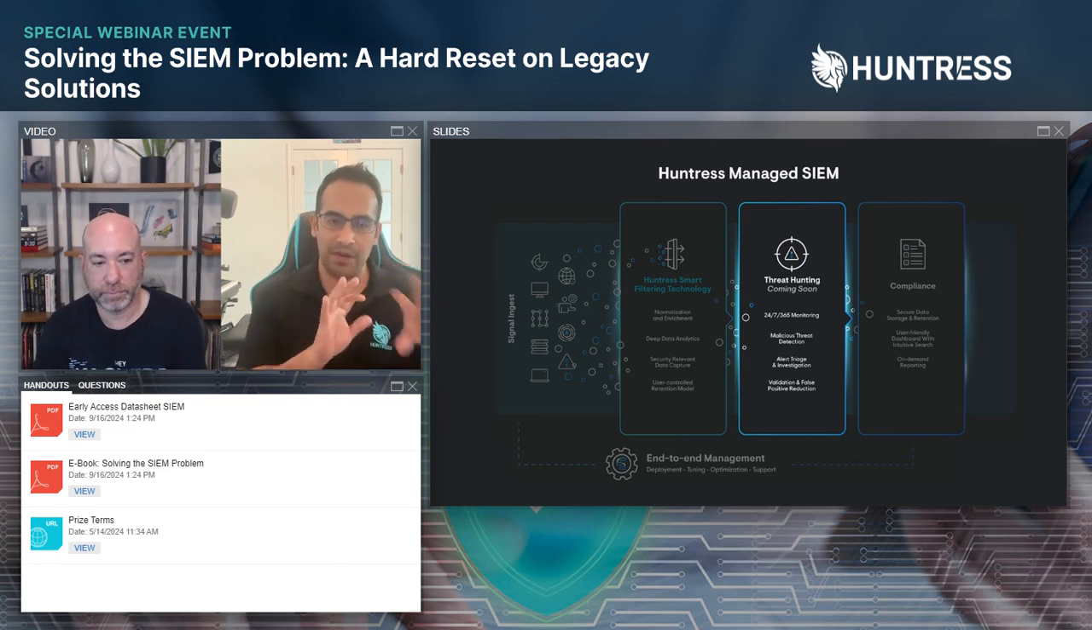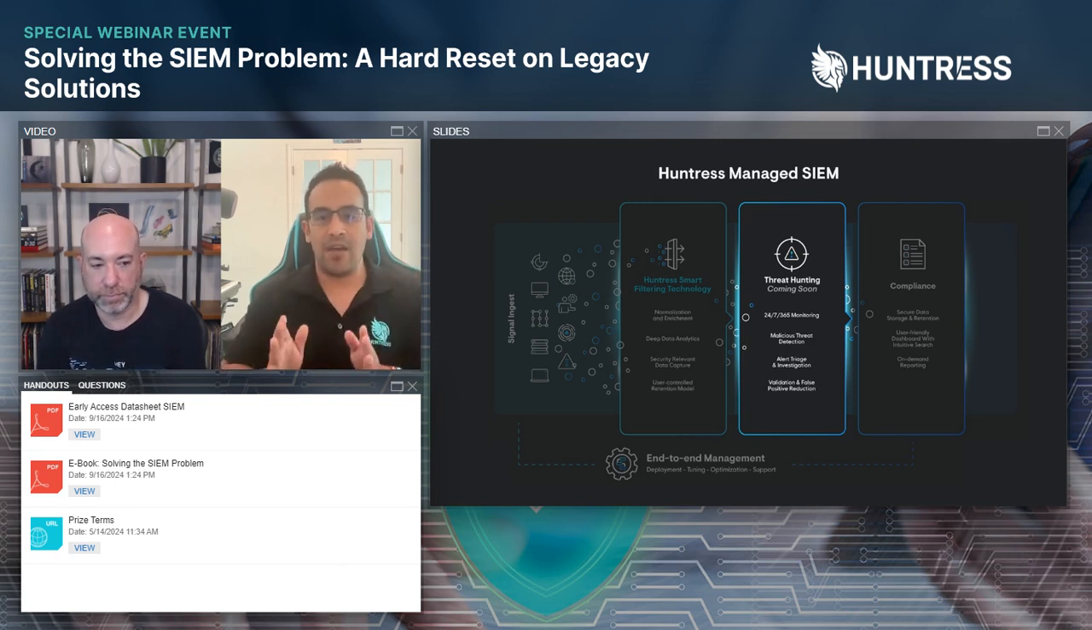Once we had those figured out, we said, okay, now because we've got a lot of clean data coming in, and we figured out how to eliminate a lot of that noise from the start, let's go ahead and build threat hunting on top of that, right? So essentially it's been a layered approach for us for SIEM. Threat hunting is something that is coming very, very soon.